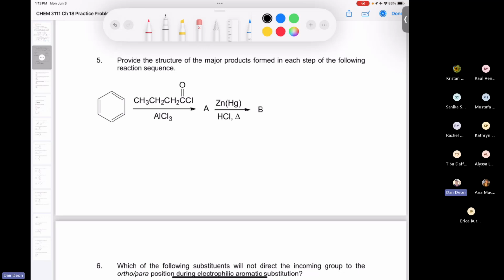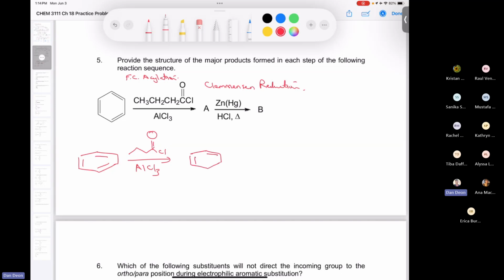So the first one is a Friedel-Crafts acylation. And the second one is the Clemmensen reduction with the zinc mercury amalgam. So I think students could put this together very quickly. So if I draw my aromatic ring, I'm going to treat this with 1, 2, 3, 4. So here's my acid chloride. Here's my Lewis acid. And I'm going to end up with this compound.